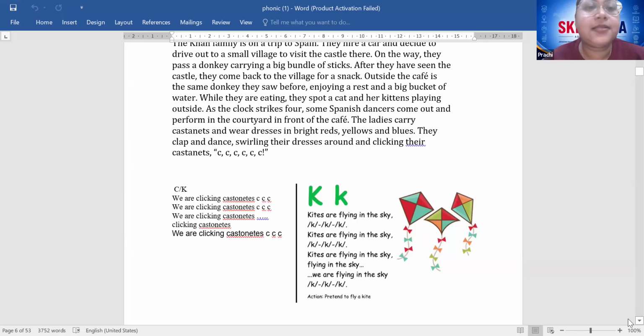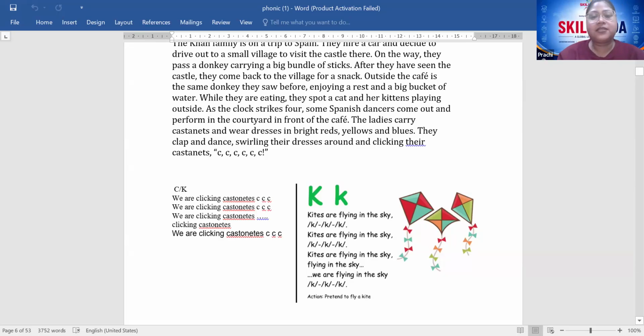So this is the song of letter C. See, letter C and letter K have the same sound, K. Now letter K, capital K, small k, and the sound is k, k. The action for letter K is kites flying in the sky. Like you are flying a kite, you have to stretch the thread. Kites are flying in the sky, k, k, k.